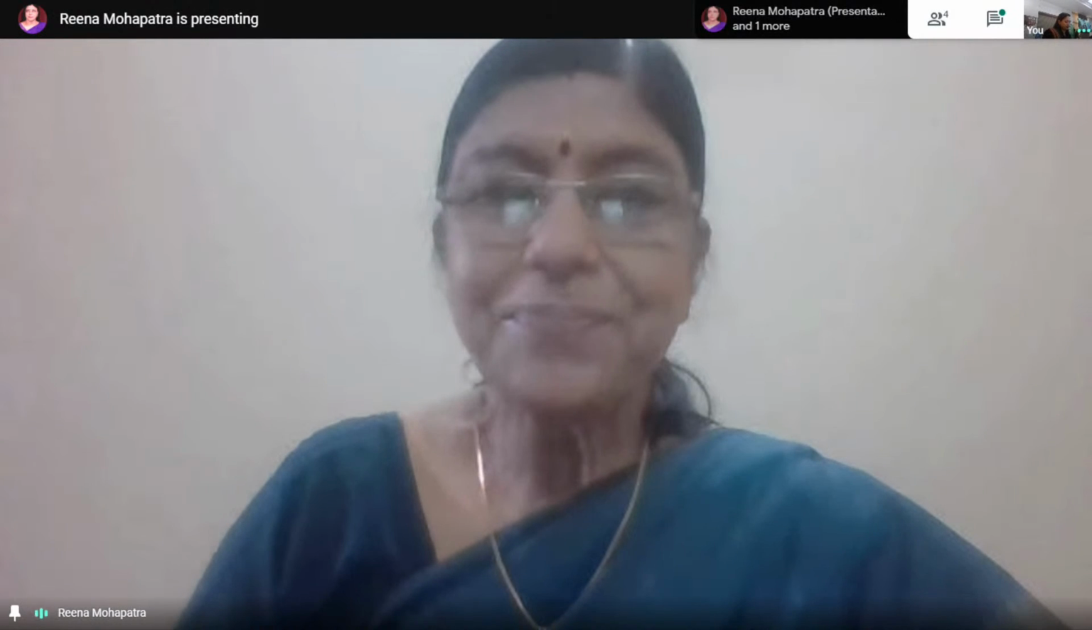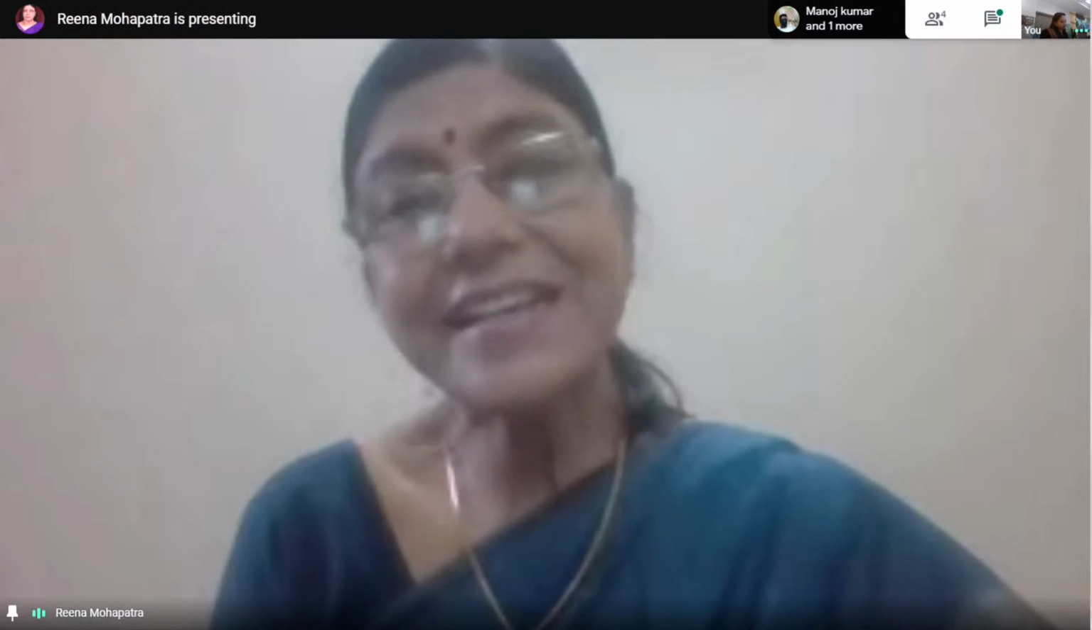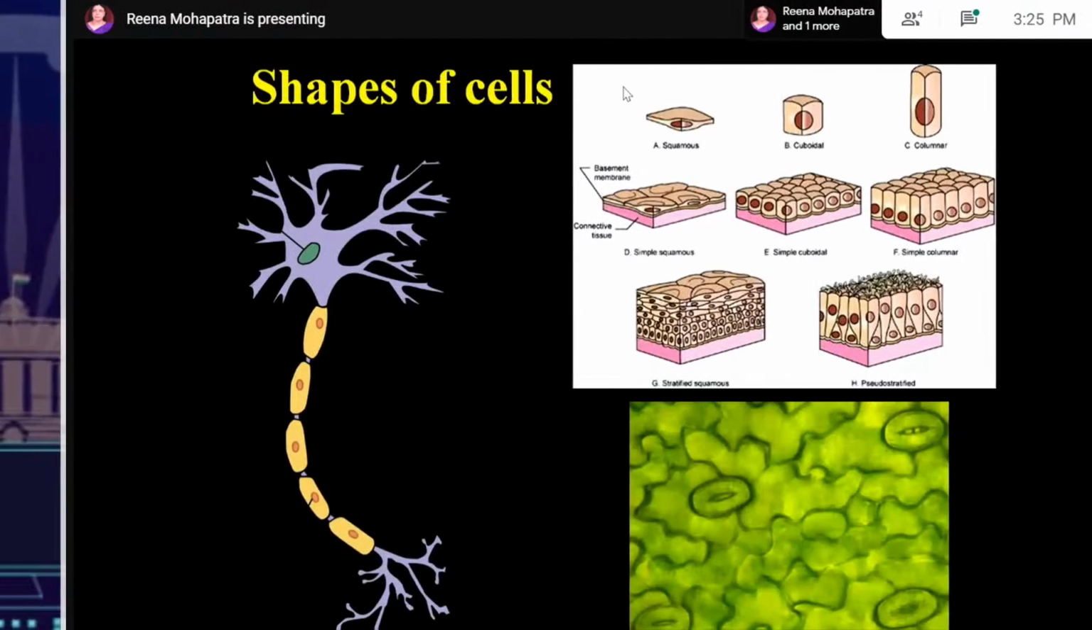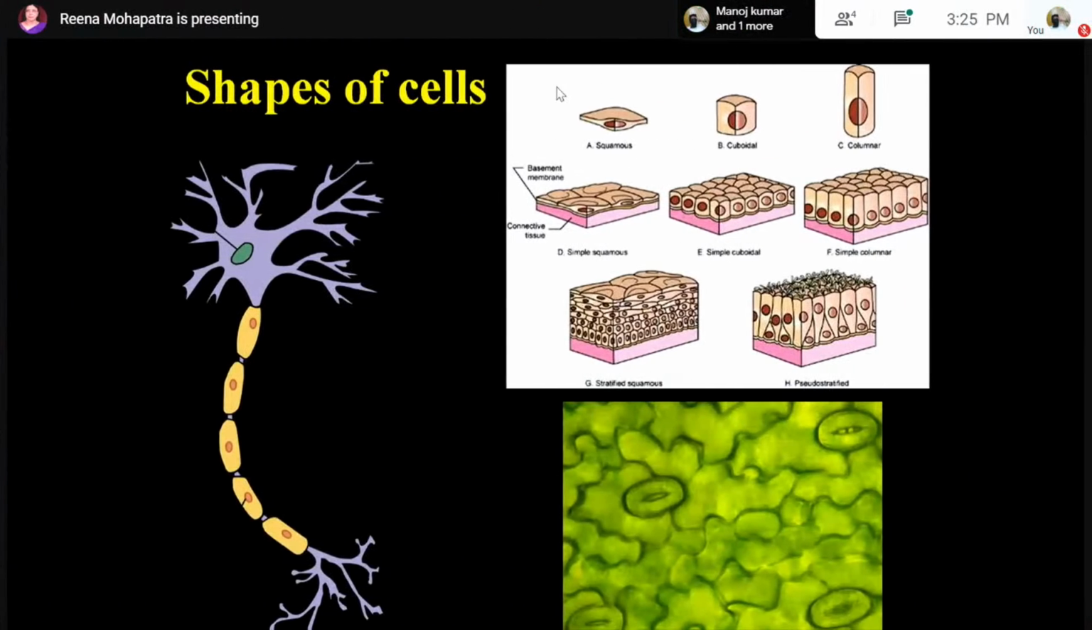I'll try. Okay, now see, we are discussing the shapes of cells. As we see, cells have different shapes, and these different shapes depend on their functions. What kind of functions are they doing? If a cell has to provide protection, it will become flattened. As you look here, cells become flattened. When they're flattened, they can withstand more and provide more protection, because the pressure will be distributed everywhere.